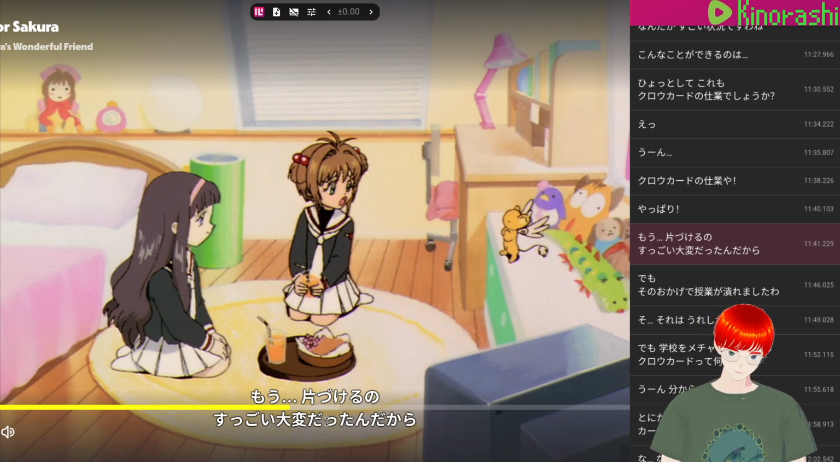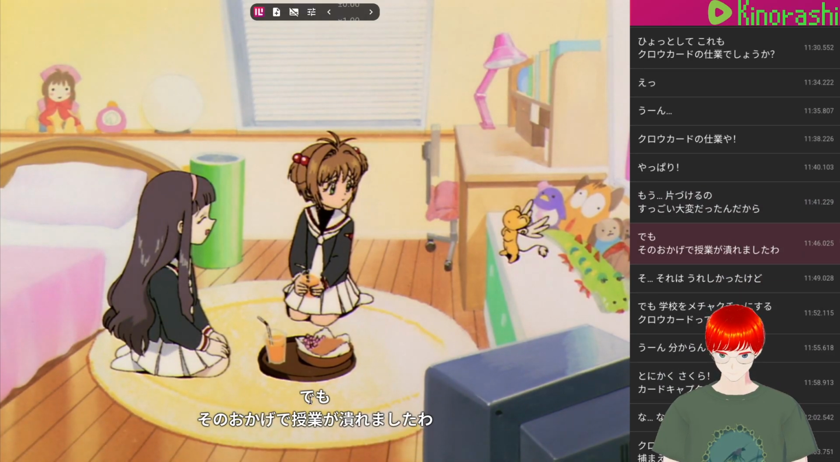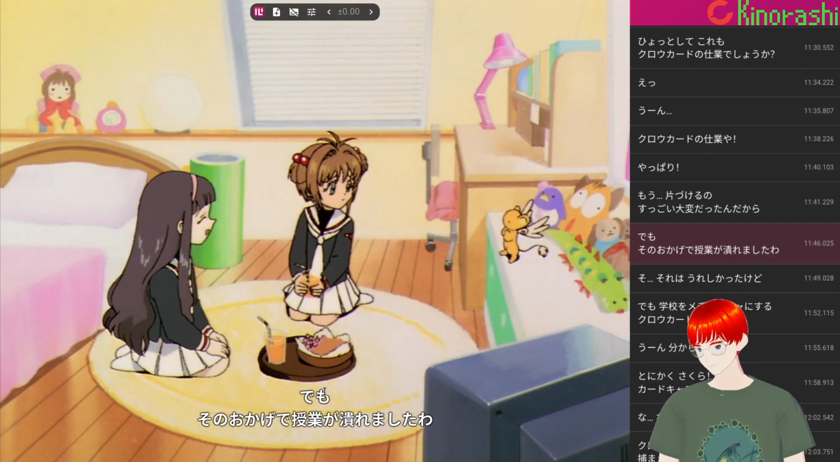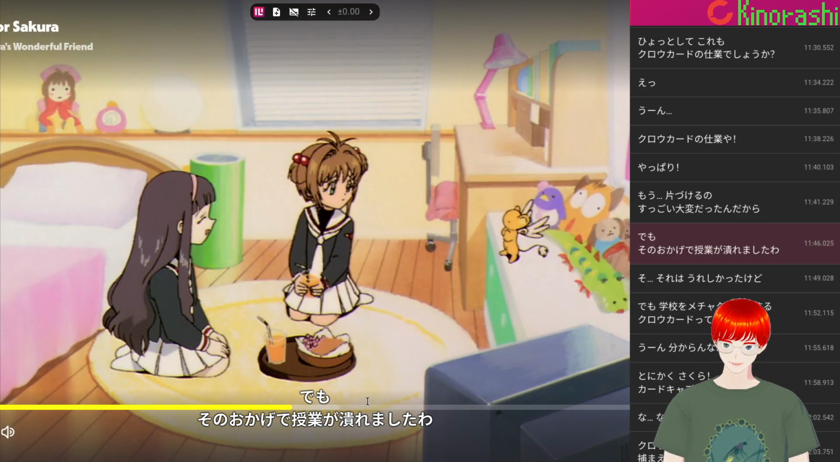Mo katazukeru no sugoi taihen dattan dakara. Oh, by the way, notice the sentence ended with "dakara." So it's implying that there's something else after that, but everyone knows what that something else is, so she doesn't have to say it. But whatever that something else is, it came from that first statement she did say.